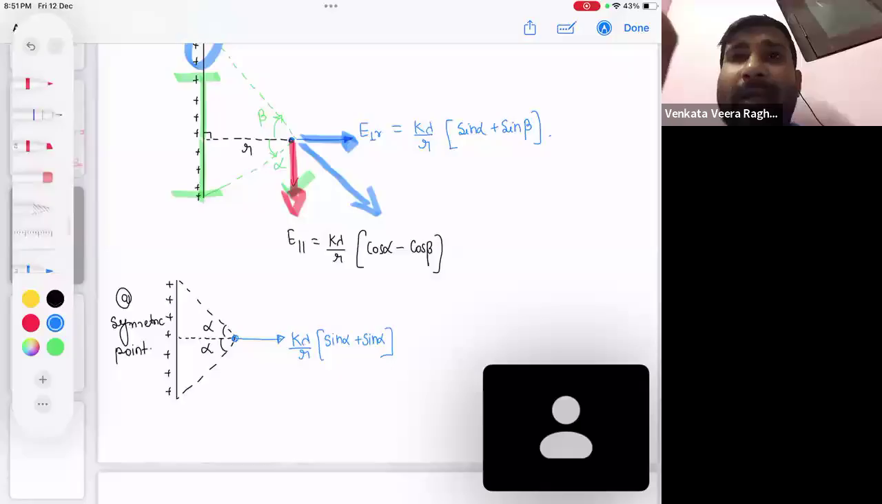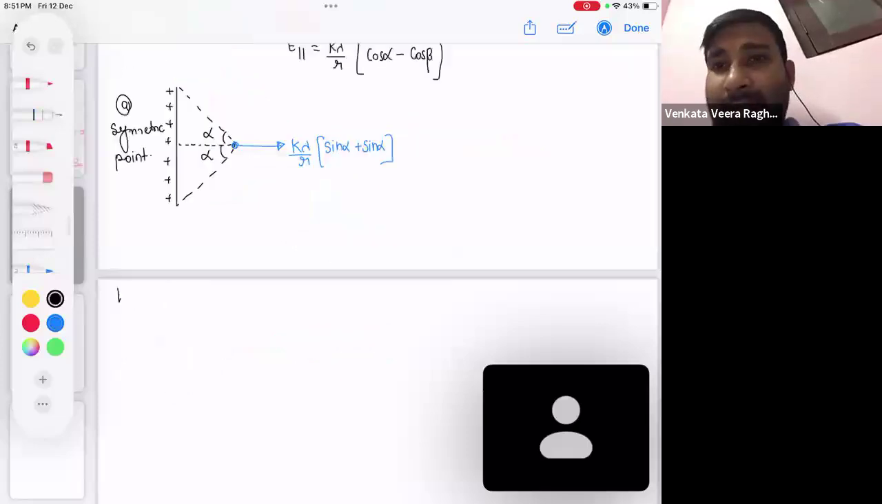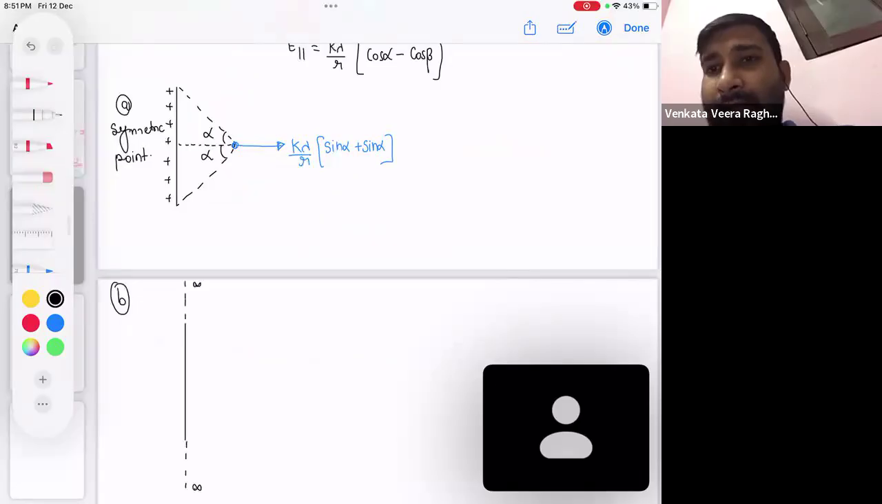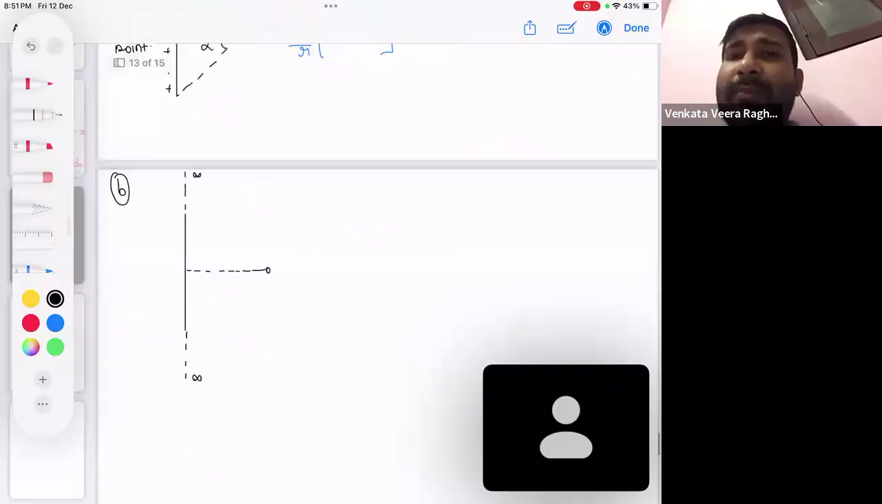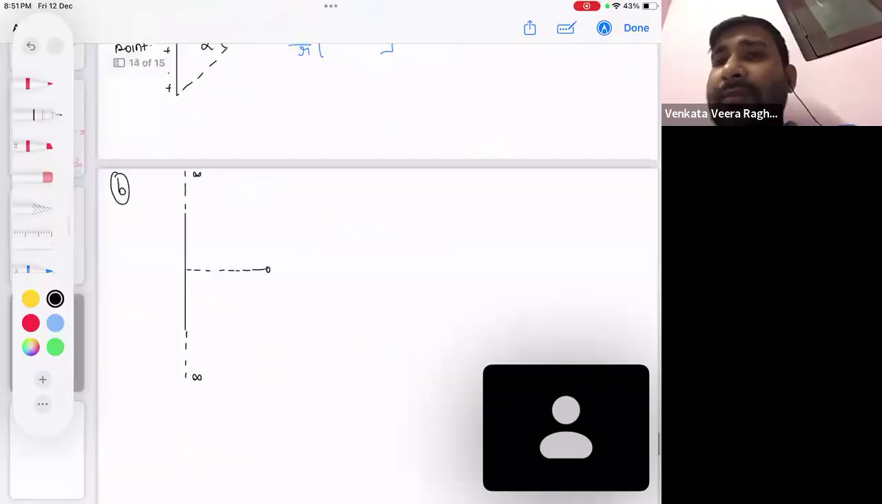Second case will be the infinite wire. What does infinite wire mean? Infinite wire means one end is extended to infinity and the other end is also extended to infinity. Now I want to calculate here. Can you tell me what the answer will be? Which component will come? Just first tell me that.